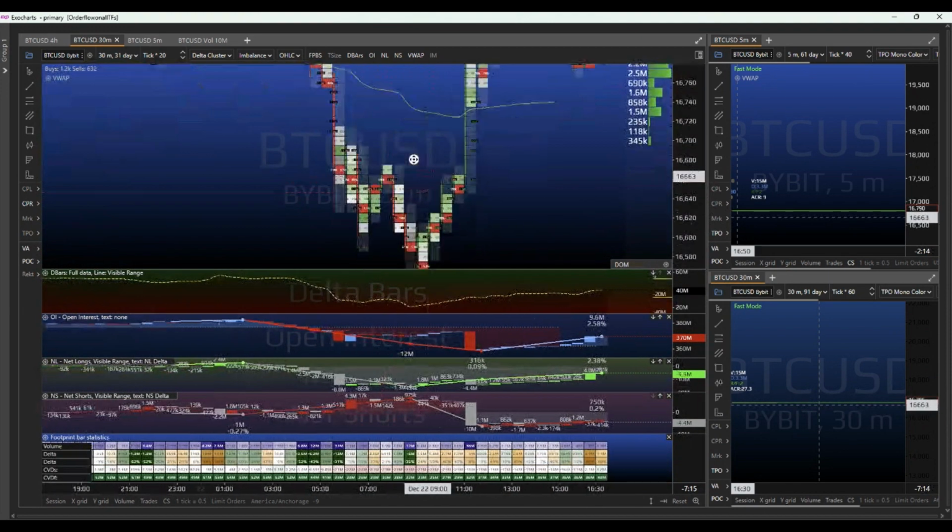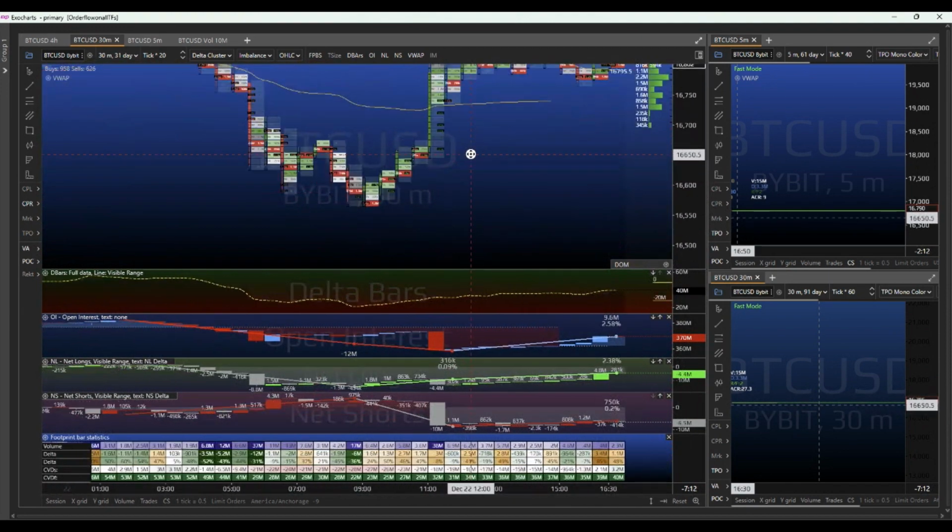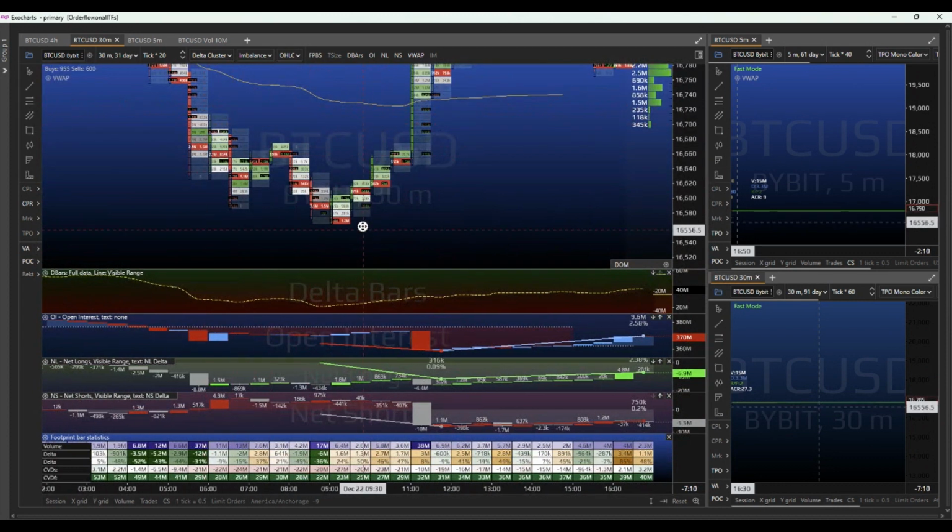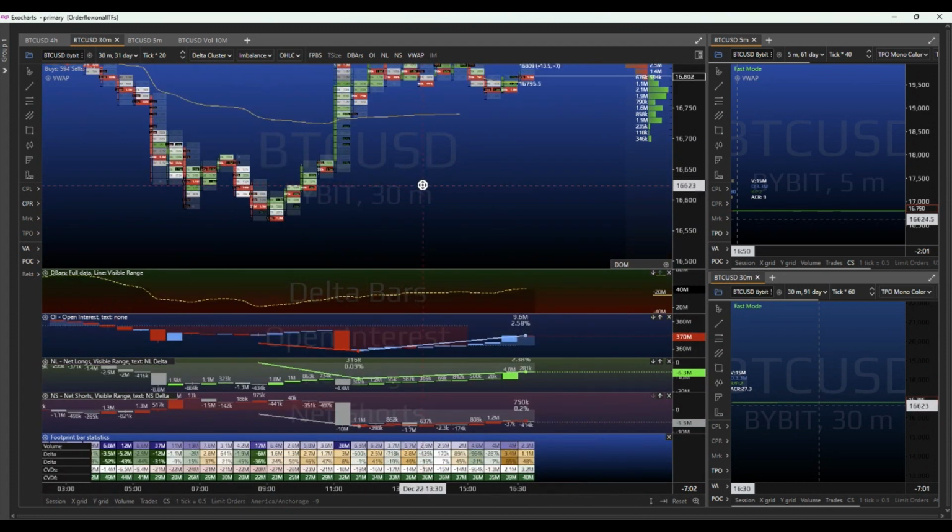So in the order flow, what I'm seeing here, just off a glance, is this low does not look like a good low. I think we'll eventually come to revisit it. So that's something that I'm seeing.